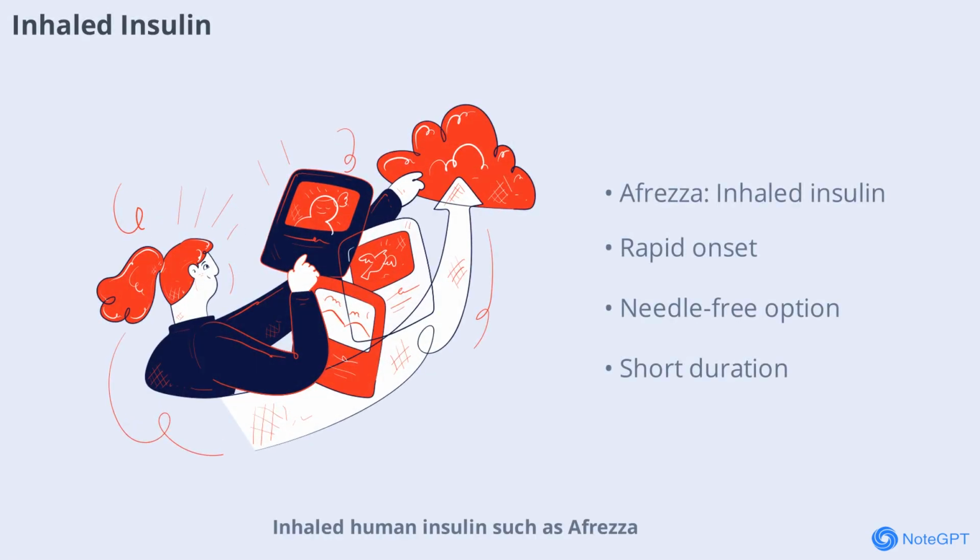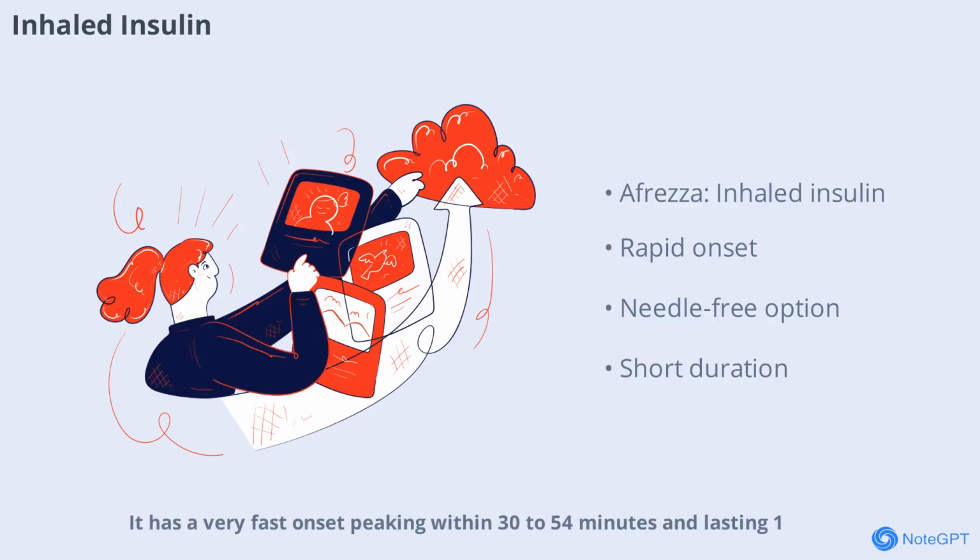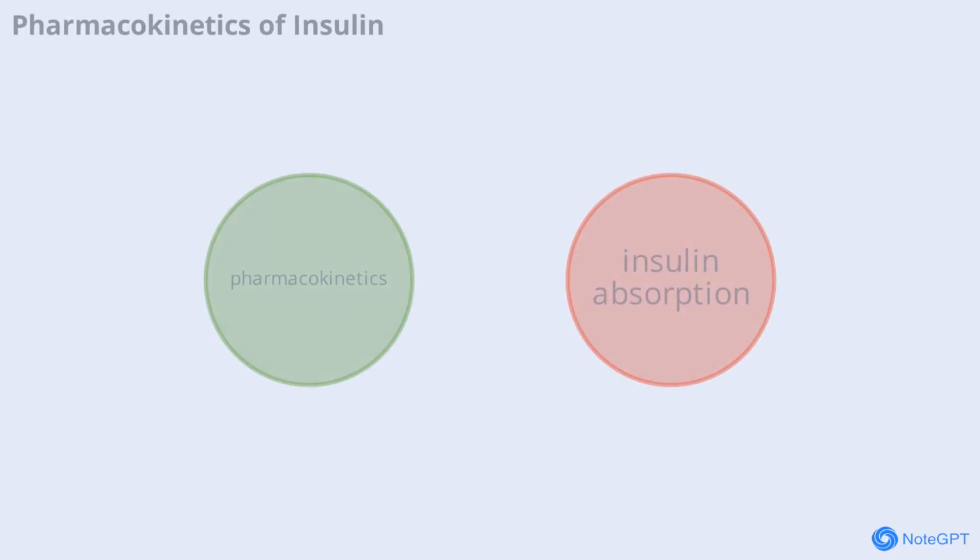Inhaled human insulin such as Afrezza offers a needle-free alternative for rapid-acting insulin delivery. It has a very fast onset, peaking within 30 to 54 minutes and lasting 1.5 to 3 hours. Inhaled insulin is particularly useful for patients who are averse to injections, though it may not be suitable for everyone due to lung-related contraindications.